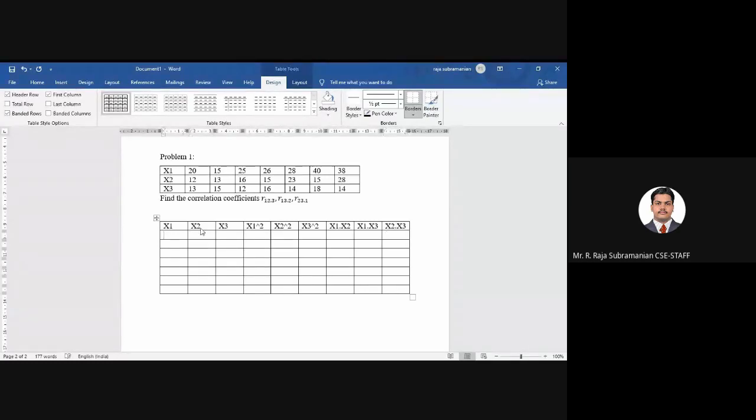We'll substitute the values here. x1: 20, 15, 25, 26, 28, 40, 38. x2: 12, 13, 16, 15, 23, 15, 28. x3: 13, 15, 12, 16, 14, 18, and 14 again. Anyone can help me in finding the squares and all. Shall we go ahead with the squares now? Can anyone say?